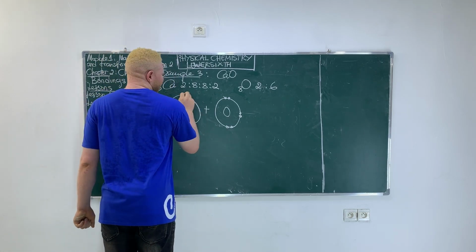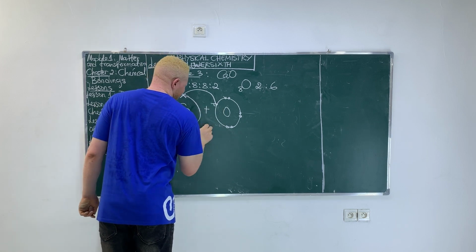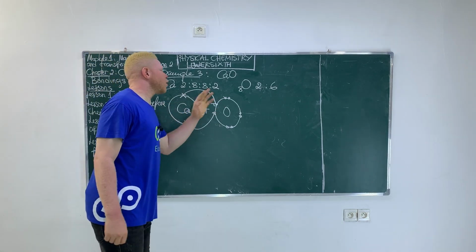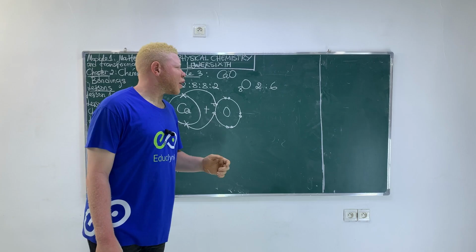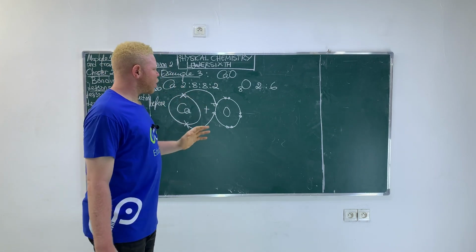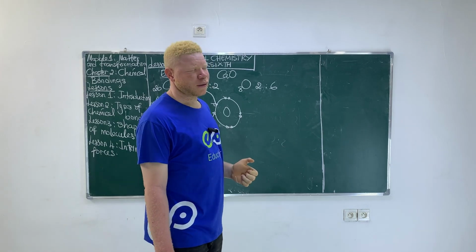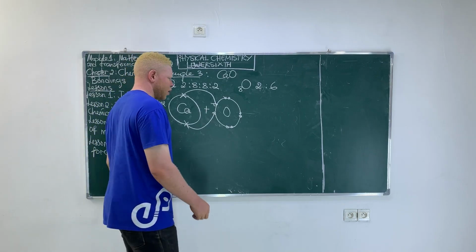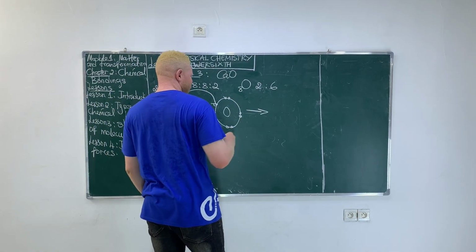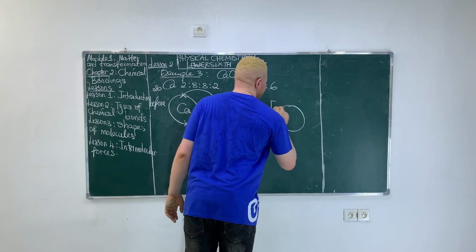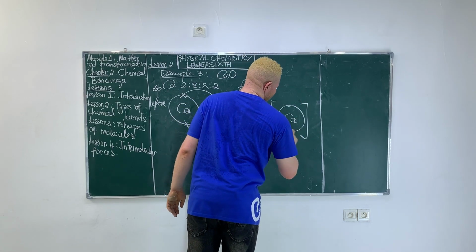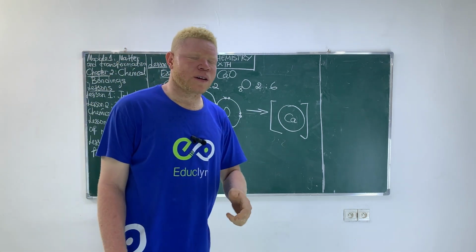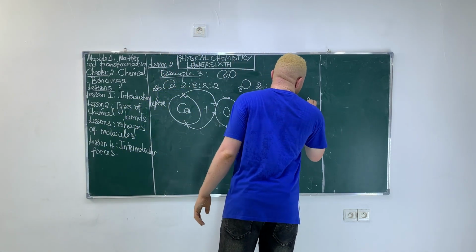Then the calcium atom transfers its electrons to the oxygen atom. I am using the outermost shell to carry out my chemical bonding. In the outermost shell for calcium, there are 2 electrons. For oxygen, there are 6 electrons. So the dot is for O and the cross is for calcium. At the end of the day, the charge for calcium is 2 plus. Why? Because the calcium atom has lost 2 electrons.